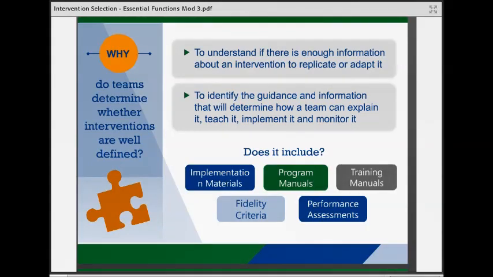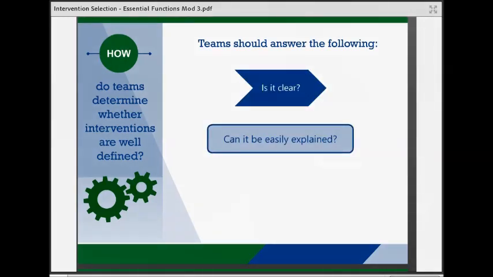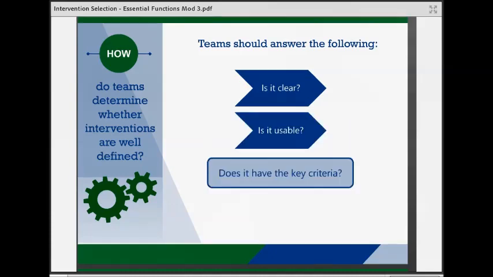Supportive materials such as manuals, fidelity criteria, and assessment tools can help a team determine if the intervention is well-defined or usable and transferable to their setting. Teams working to determine whether potential interventions are well-defined should collect and review information for the following questions. Is it clear what the intervention is? Can the intervention be easily explained to others? Is the intervention usable? Does it have a clear description, core components, operational definitions, and performance assessment methods or tools, essentially a fidelity process?